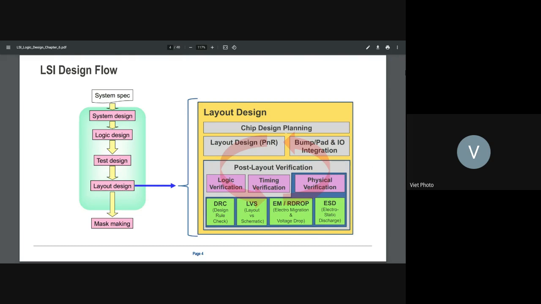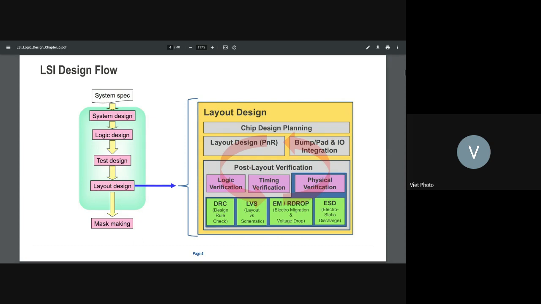We have chip design planning. So we will talk about the detail today, about what chip design planning is, and this is a sequence of steps, right? So we have chip design planning, and then we have the bump pad I/O integration, which is the design of the bump pad and the I/O. This portion is about the interface, and this portion is PNR, place and routing. They call it place and routing, but the step that's missed from here is the CTS. The crucial step was missed here.